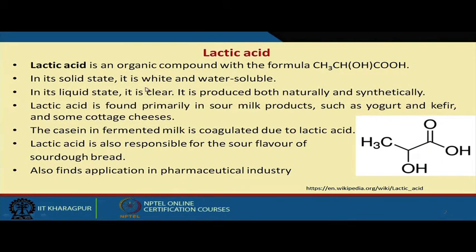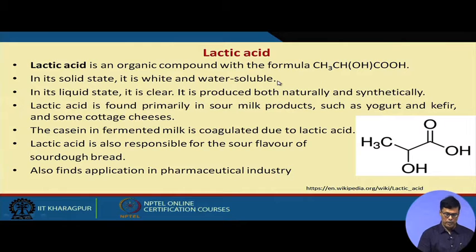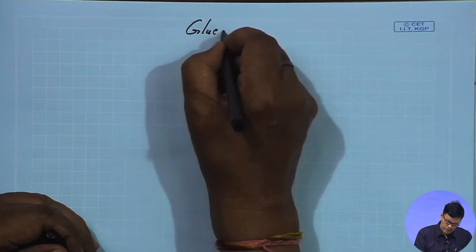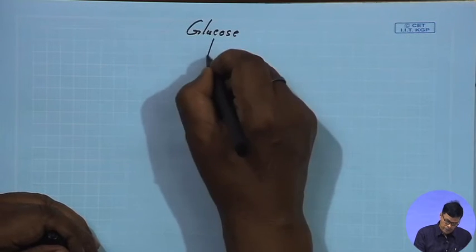So lactic acid is a very important fermentation process, and has a lot of use for different purposes. It's a solid, white and water soluble. Because we know the Embden-Meyerhof pathway. In the Embden-Meyerhof pathway, glucose is converted to pyruvic acid.